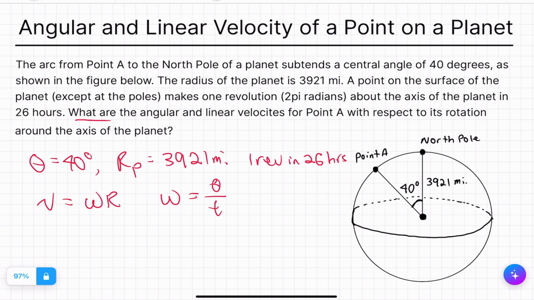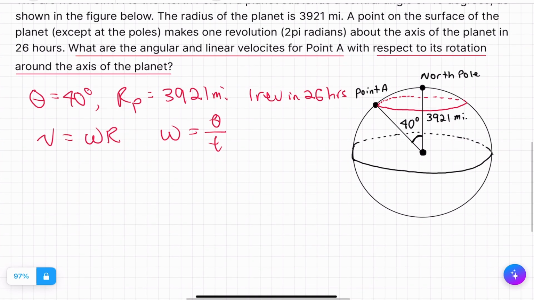We are asked what are the angular and linear velocities for point A with respect to its rotation around the axis of the planet. So that means we are looking for this right here. We're looking for its rotation around the planet, and we need to calculate the angular and linear velocities based on that rotation. So let's go ahead and figure out what the angular velocity is first.